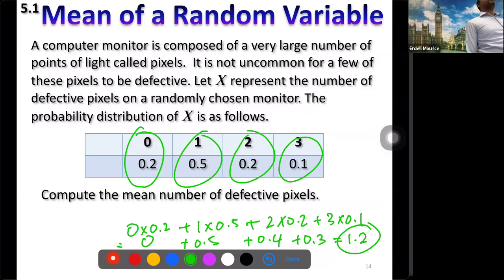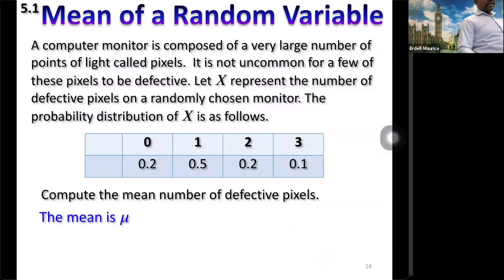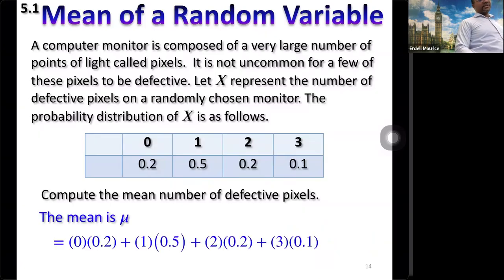Questions there? And so that's what they have for us right here. The mean is: multiply each one by its probability, add them up, and get an answer of 1.2. Questions there?